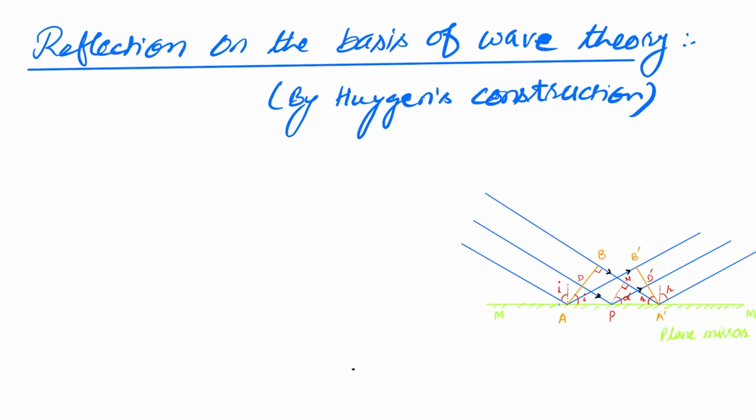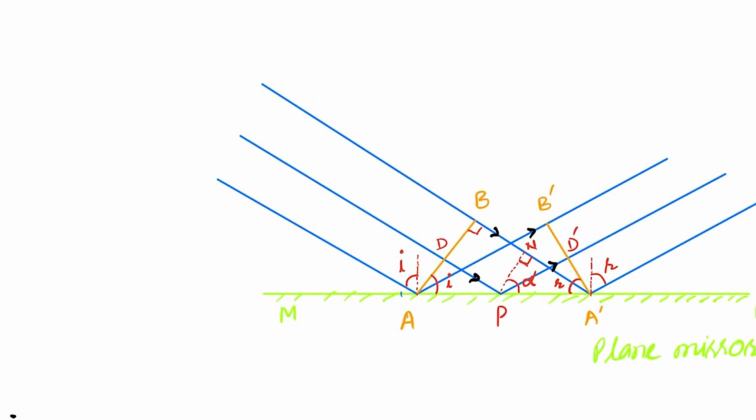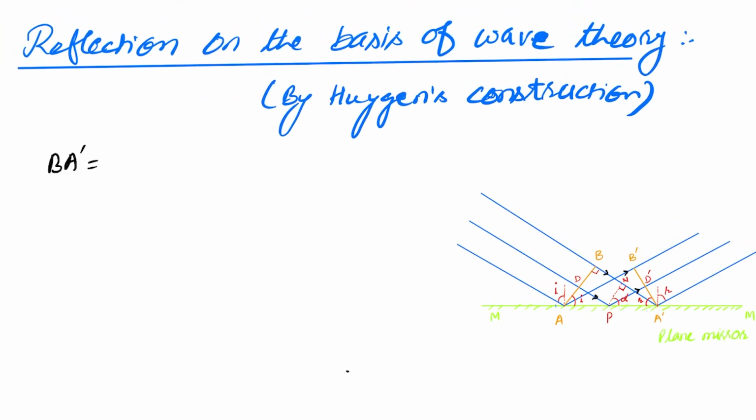Now let's discuss reflection on the basis of wave theory, that is by Huygens construction. Consider a plane wavefront AB incident on a plane mirror MM', which is reflected such that BA' is equal to CT, where C is the velocity of light, and AB' is also equal to CT.